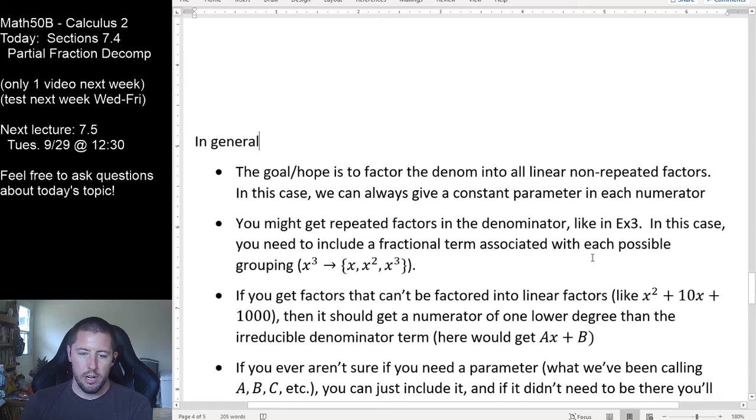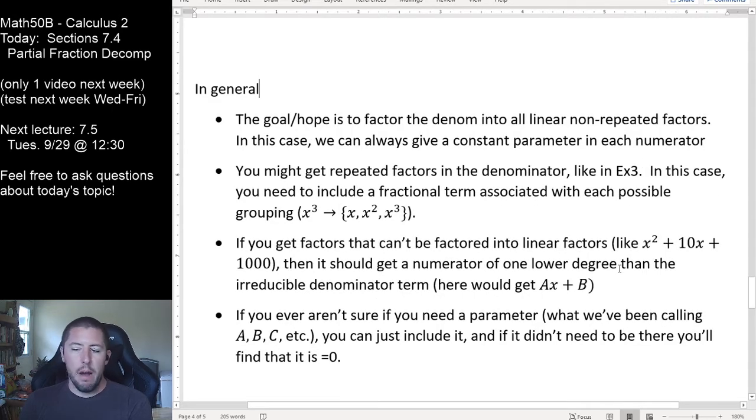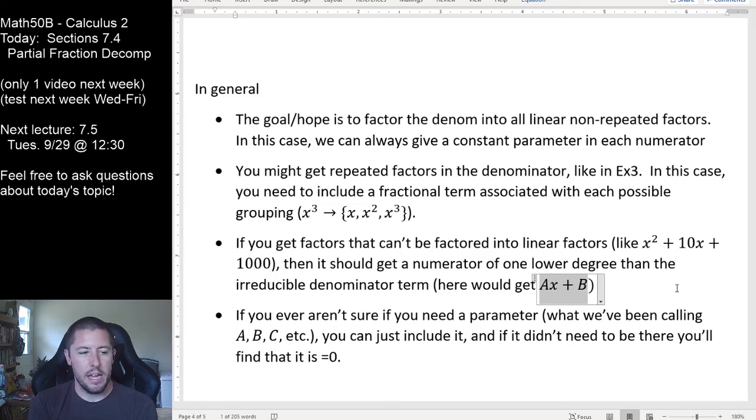Finally, our biggest bugger is what happens if you get stuff that's just really not decomposable into those terms. Well, in that case, we're always going to get a numerator term that is of degree 1 lower than the denominator term that we've experienced. So if we ended up with an irreducible quadratic factor, then we could give it a linear factor on top, the ax plus b, to help us with our decomposition.